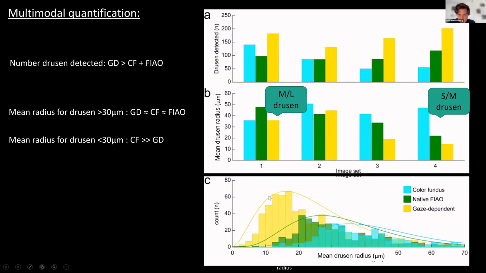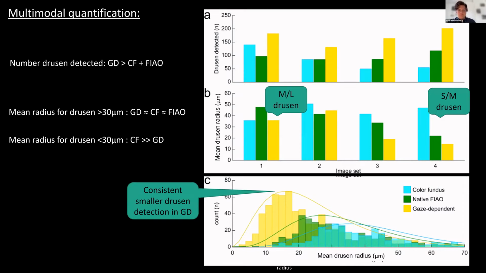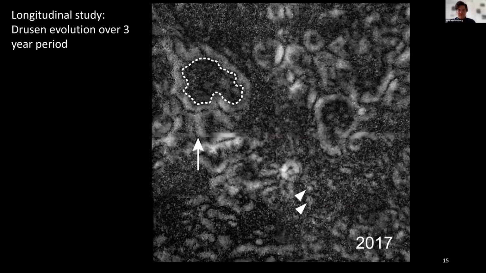We can appreciate this visually down here at the bottom, where under about 30 microns, both the other modalities fall down, but gaze-dependent imaging gets stronger and stronger. We can see more for a lot smaller radii. So yes, we do have consistent smaller drusen detection in gaze-dependent imaging compared to the other modalities.